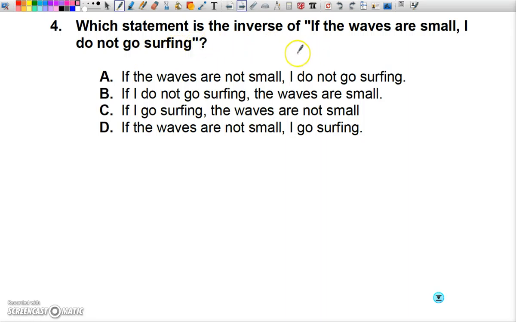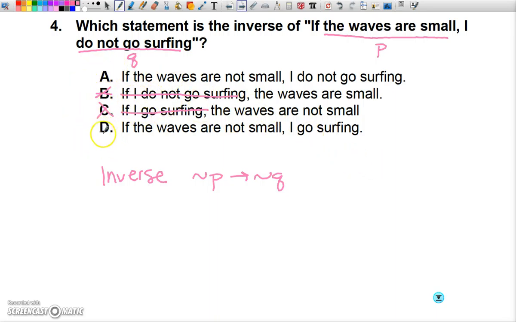Okay, number 4, which statement is the inverse? If the waves are small, I do not go surfing. So the waves are small would be your P, and do not go surfing is your Q. Now, sometimes the inverse means to put the word not in, and sometimes it means to take it out. So we want the waves are small to stay in its place because inverse does not P implies not Q. So we want this to stay exactly where it is. So you'll notice that B does not start with waves, so B is out because this part is not matching the waves. C, same thing, it starts with surfing. We don't want that. Now we're looking at the difference between A and D.